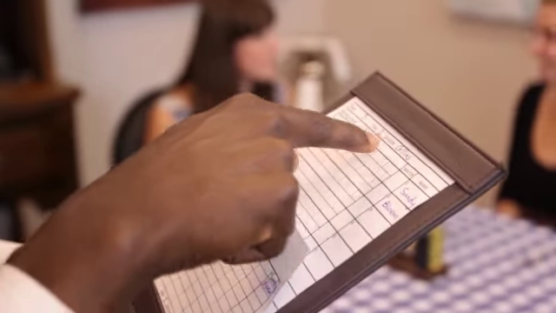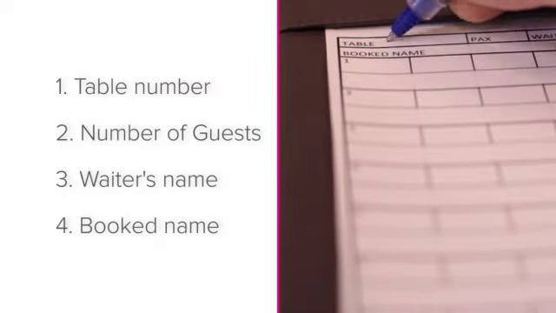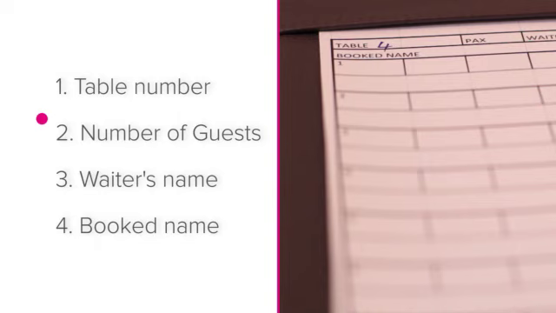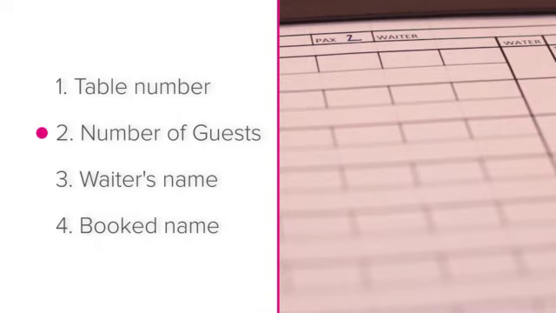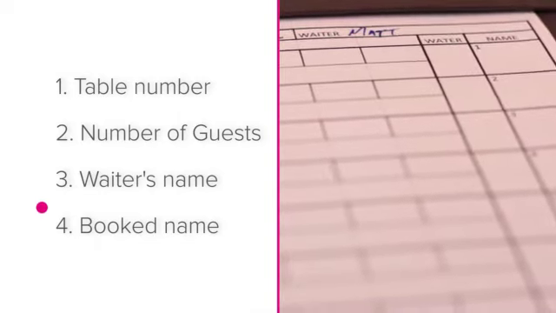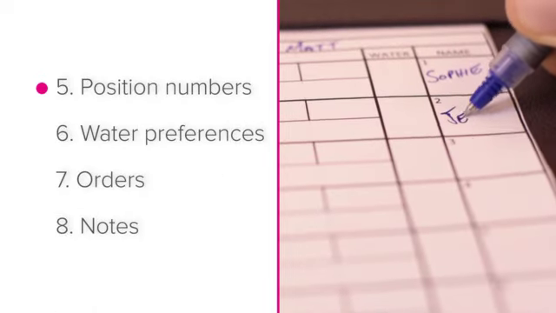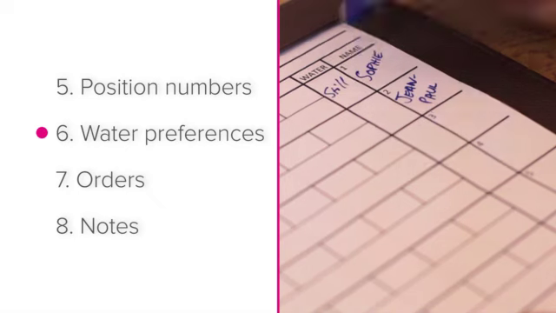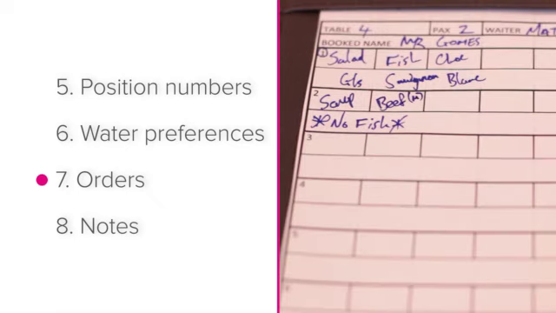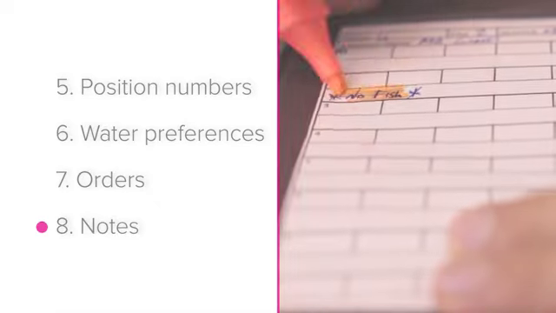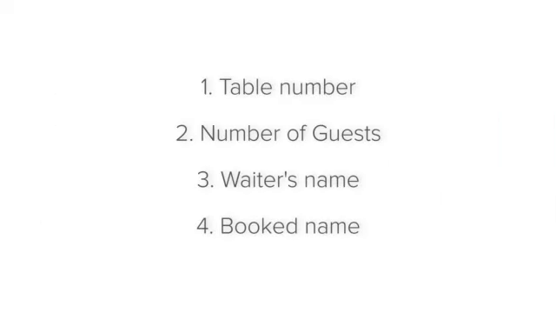The waiter's docket. Now that you understand the purpose of the docket, let's take a closer look at the information on the waiter's docket. This includes the table number, the number of guests dining, the waiter's name, the booked name, the guests' names and position numbers, water preferences, space for orders, and notes. Let's start with the table number.